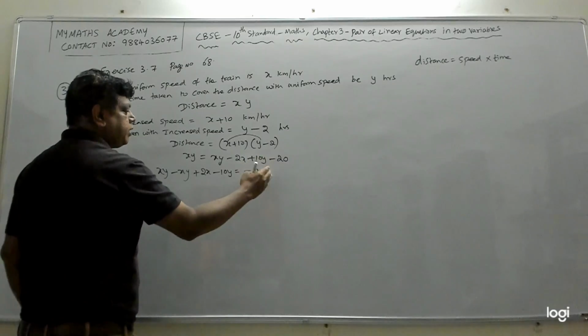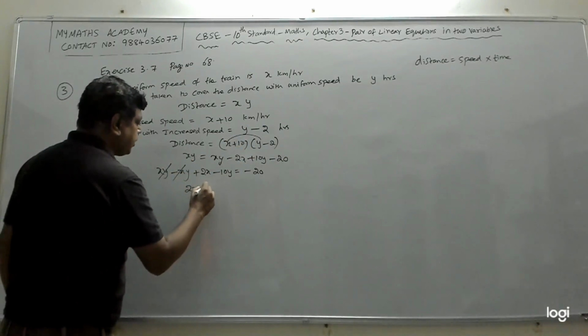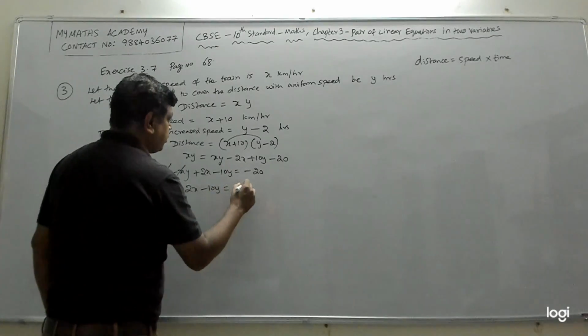Minus 20 is here only. I'm not moving that here. So xy gets cancelled. You get 2x minus 10y equal to minus 20.